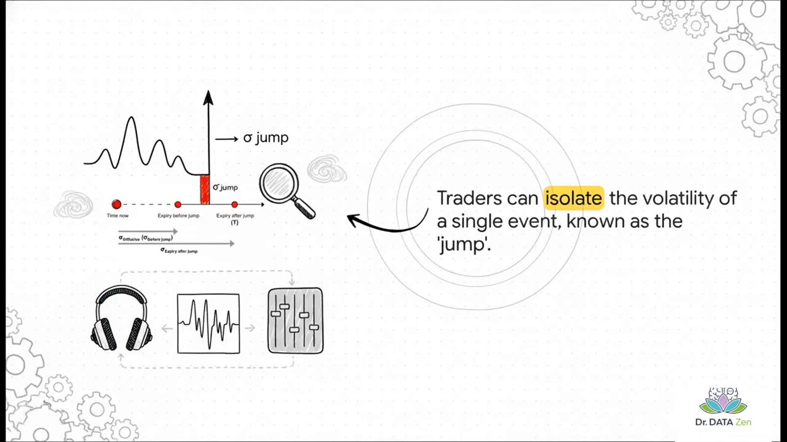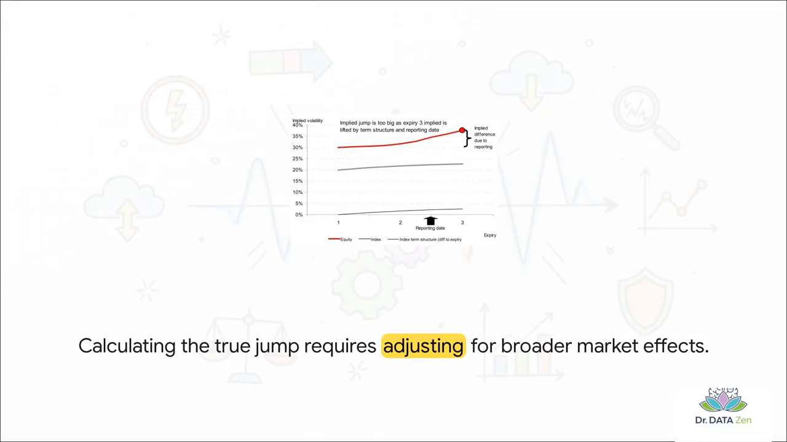What's so fascinating here is how they mathematically strip out all the normal, day-to-day volatility. That's the background noise, to place a pure bet on that one explosive moment, the jump itself. It's kind of like a sound engineer isolating a single drum beat from an entire orchestra. But of course, in the real world, it's never that simple.